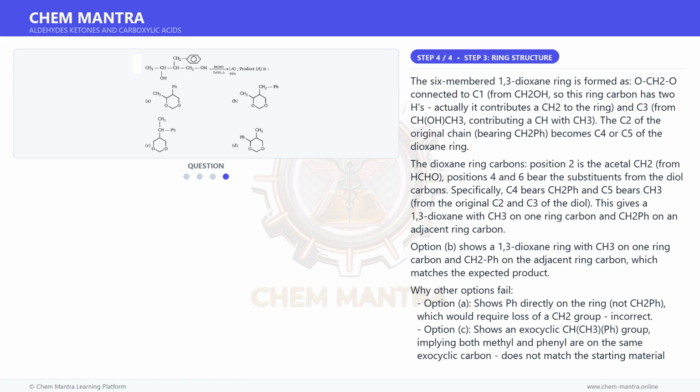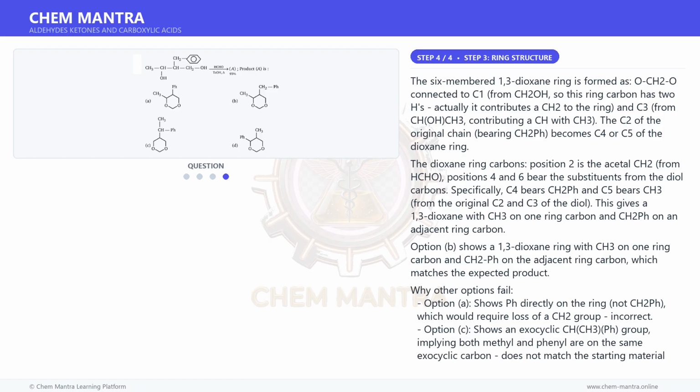The dioxane ring carbons, position 2 is the acetal CH2 from HCHO, positions 4 and 6 bear the substituents from the diol carbons. Specifically, C4 bears CH2Ph and C5 bears CH3, from the original C2 and C3 of the diol. This gives a 1,3-dioxane with CH3 on one ring carbon and CH2Ph on an adjacent ring carbon.